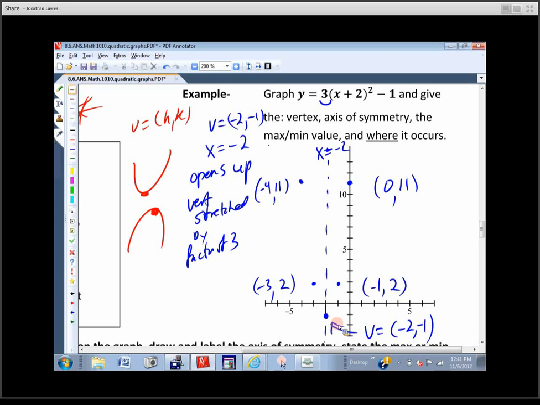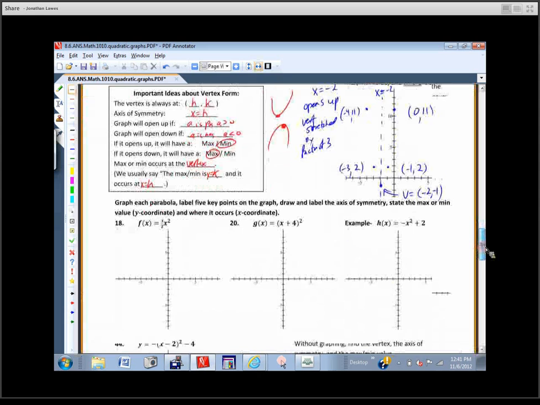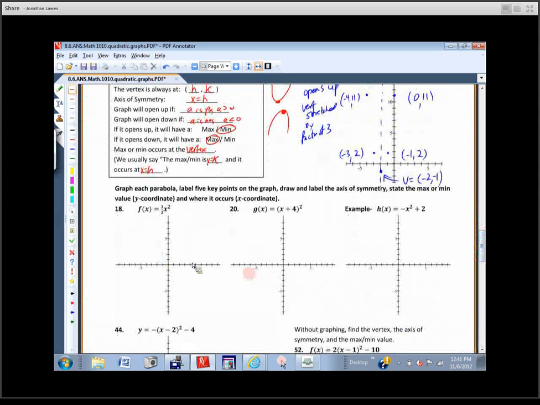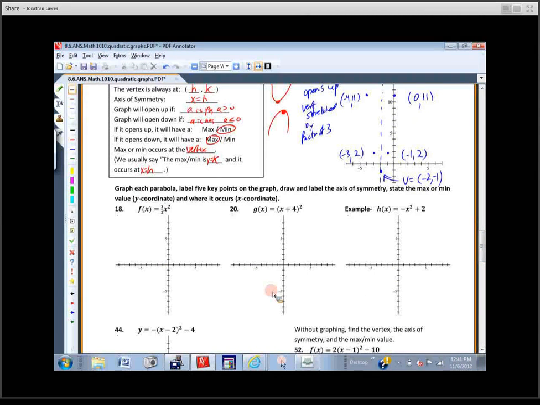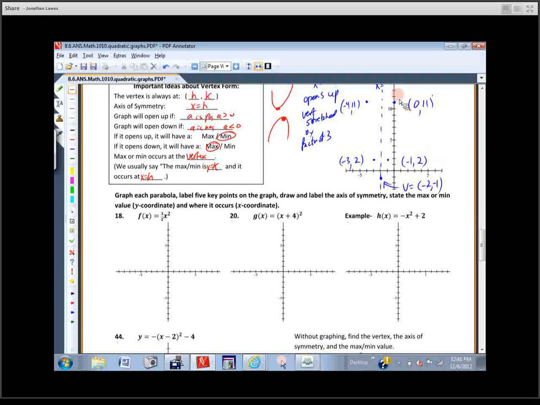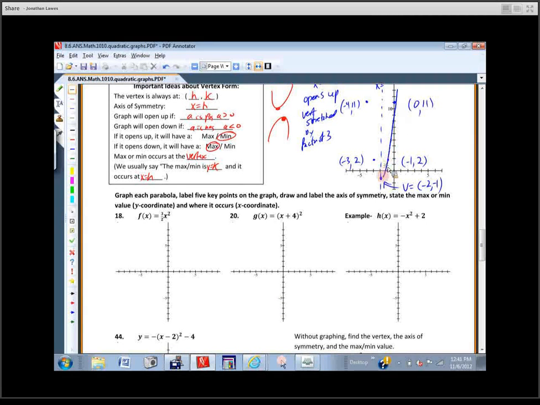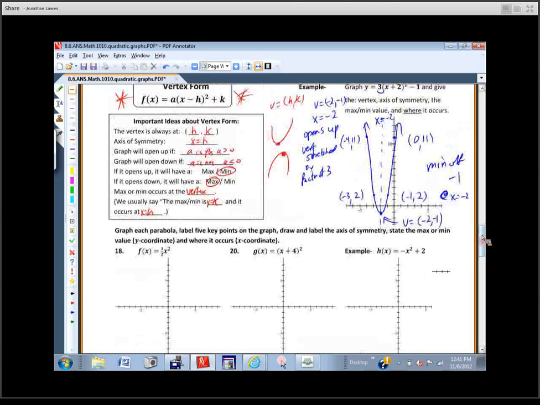Okay, let's take a look at a couple more then. And let me just say, these are similar to the ones on your assignment. Some of these may be on your assignment. Whoops, I forgot to graph this, didn't I? And what else did I forget to do? Okay, so this is going to have a min of -1, and it occurs at x equals -2. So right there, there's our minimum. A minimum value of -1, and it occurs at x equals -2. There's a big difference between saying what is the max or the min and where does it occur.